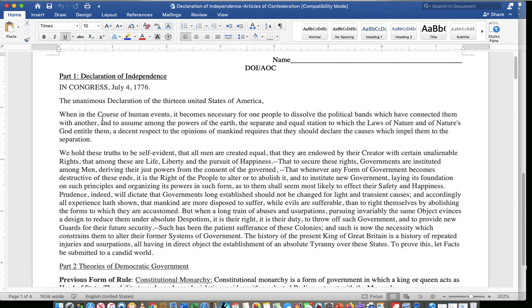If you can read through this and be like, hey, wait a minute, hold up, that sounds familiar. That sounds like popular sovereignty. Or hey, that sounds like natural rights. Or hey, that sounds like social contract theory. Then you're on the right track. That's exactly what you're trying to do.